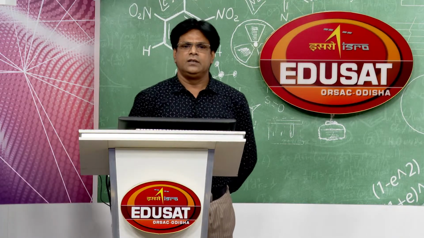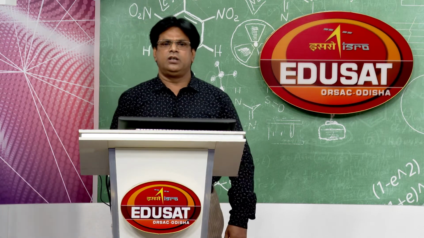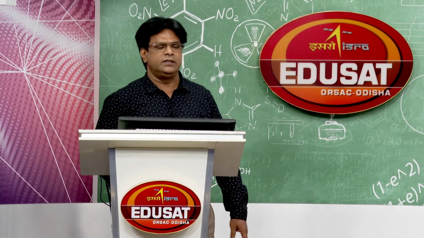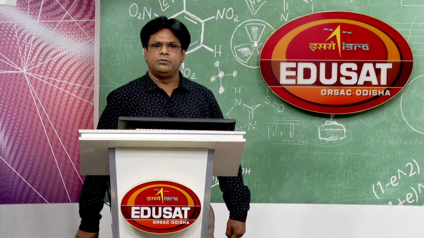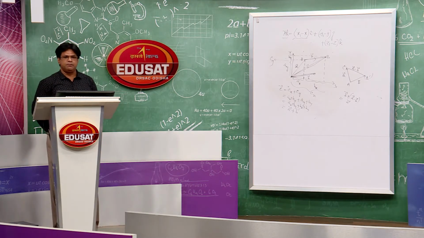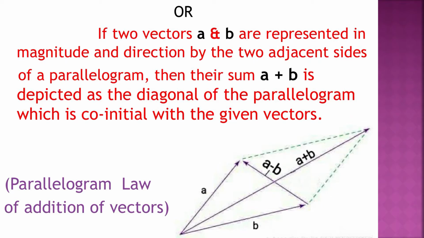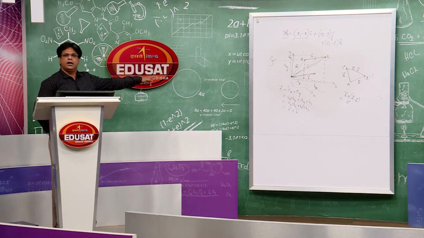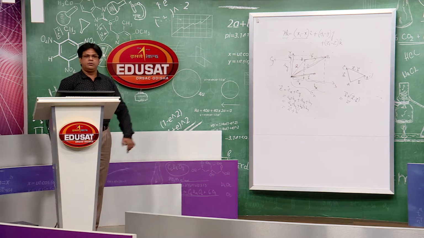Dear student, we have already discussed the addition of vectors in 2D on this whiteboard. If two vectors A and B are represented in magnitude and direction by the two sides of a triangle ABC taken in the same order, then their sum A plus B is represented by the third side taken in the reverse order.